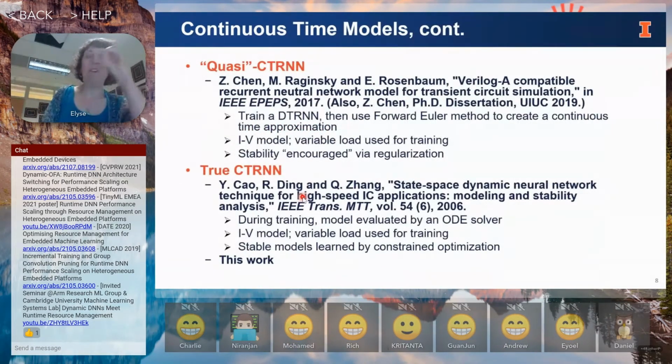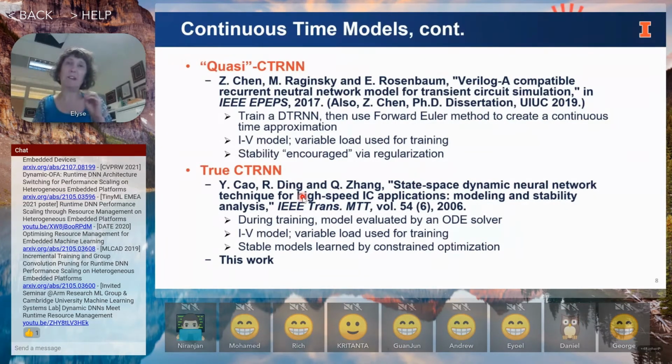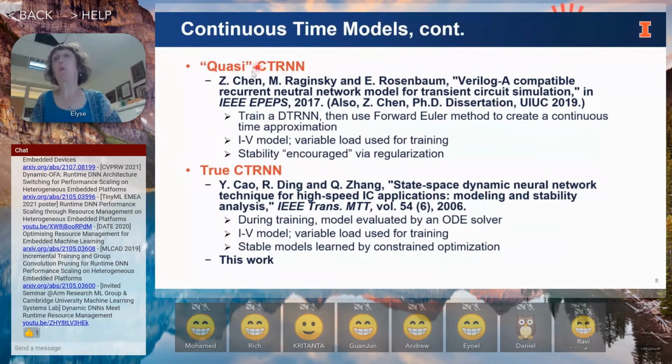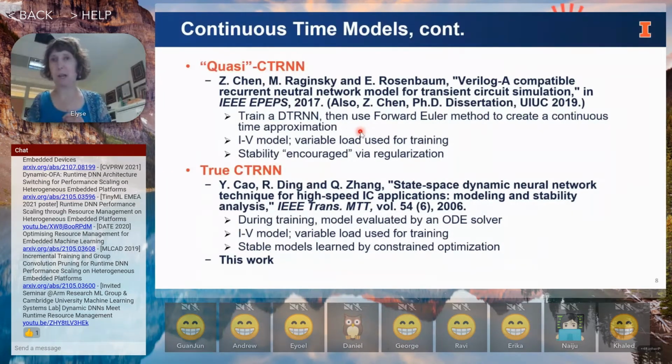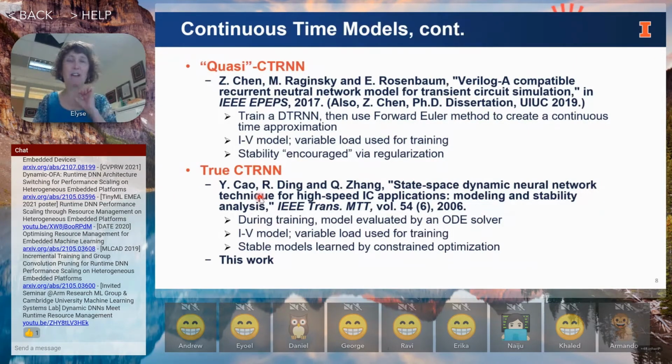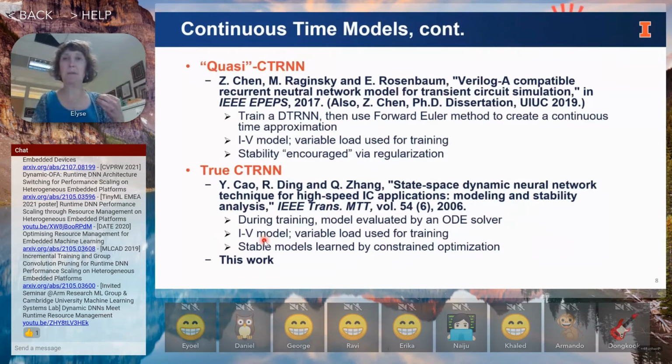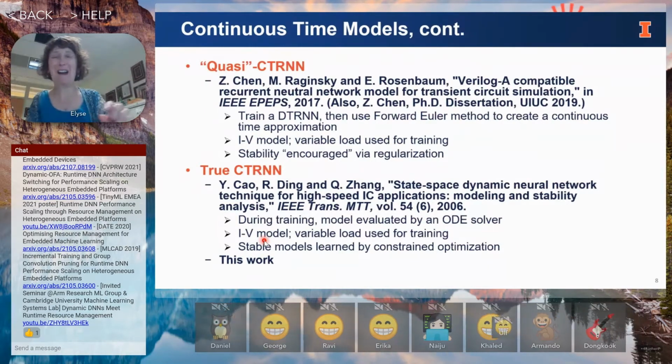All right, so given all of that background, it may be a bit surprising that there have been very few works on using continuous time RNN models to represent circuits. One of those very few prior works only created what I call quasi-CT continuous time RNN models. In that work by Zai-Chen Chen, he trained a discrete time RNN model, but then he used the forward Euler method to create a continuous time approximation of that discrete time model. However, Cao et al. have actually demonstrated true continuous time RNN models of circuits, which means during training, they used an ODE solver to evaluate their model. And that is the approach I'll be focusing on during this presentation.